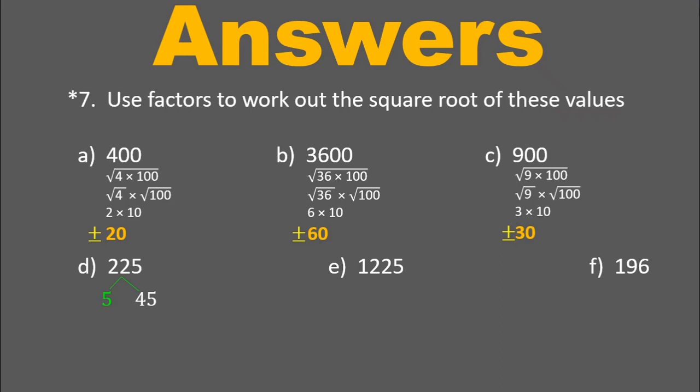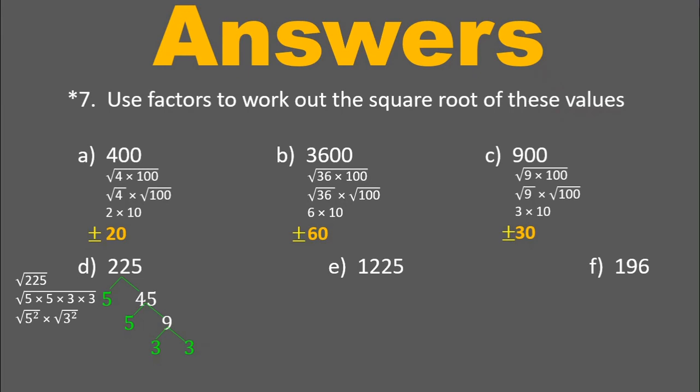45 could also divide by 5, and that would give us 9. 5 is a prime number, but 9 is not. So let's go again. 9 can be divided by 3, and the answer is 3. Notice something nice about our final factors. 5, 5, 3, and 3. That means 225 is the same thing as 5 times 5 times 3 times 3. The square root of 225 is the same thing as the square root of 5 times 5 times 3 times 3. Note that 5 times 5 would be 5 squared, and 3 times 3 would be 3 squared.